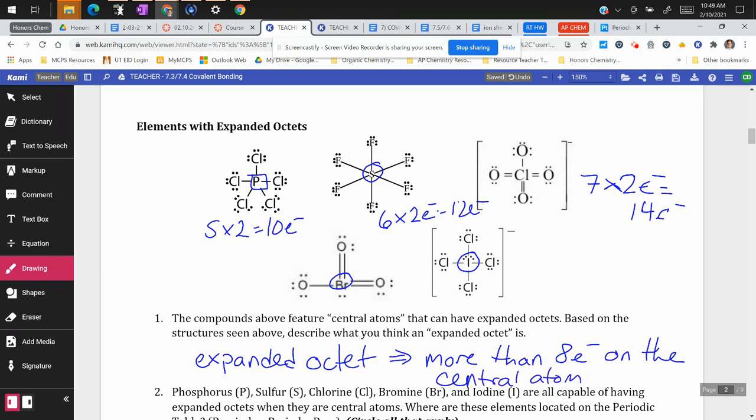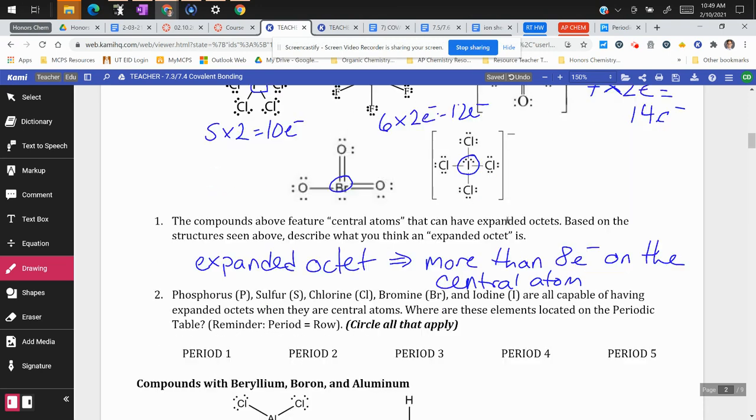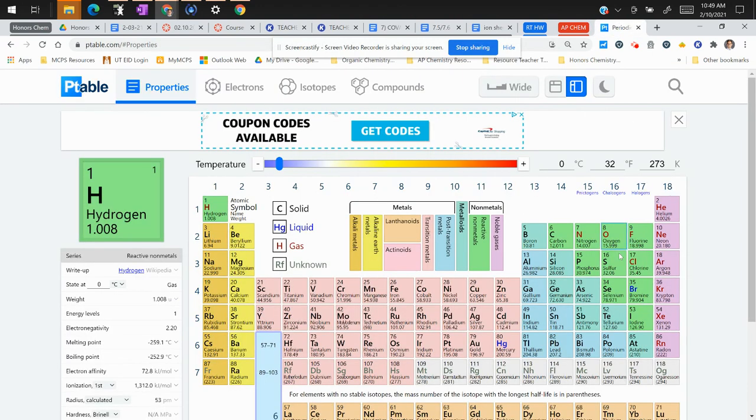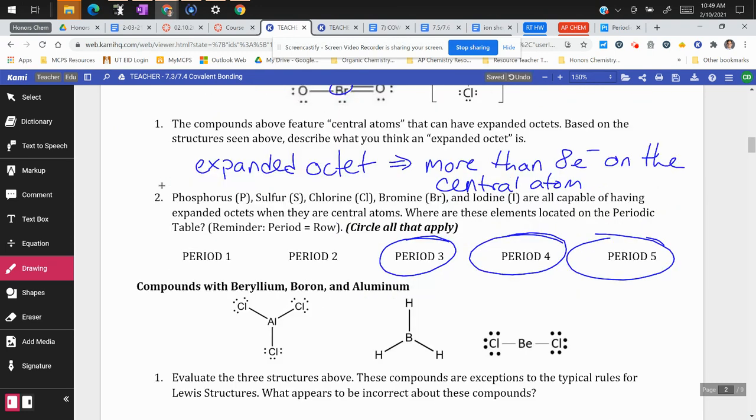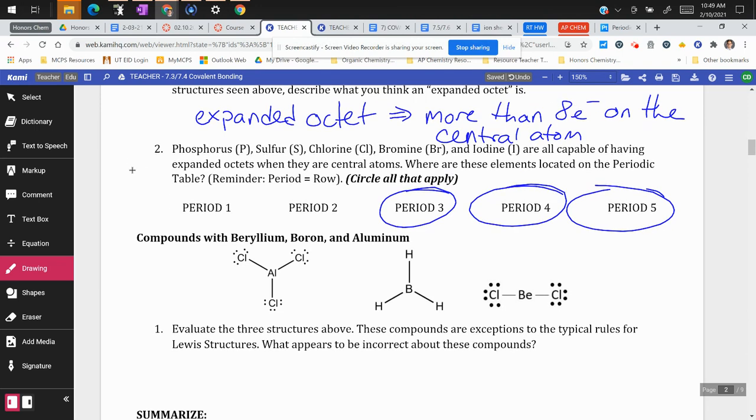Okay, so now we can take a look at the locations of those elements on the periodic table: phosphorus, sulfur, chlorine, bromine, and iodine. Notice that they are in the 3rd, 4th, and 5th rows of the periodic table. The rows are called your periods. This is period 3, 4, and 5. So atoms in the third period and below appear to have the ability to have expanded octets.